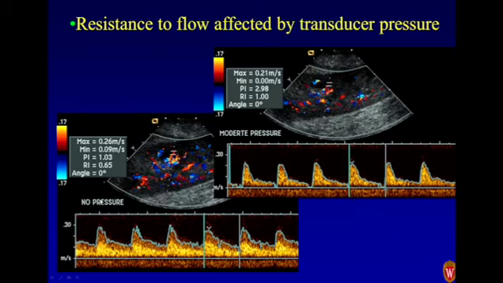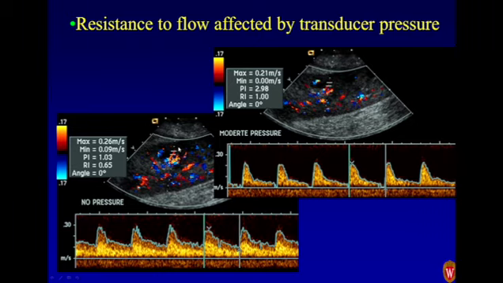All right, this is a renal transplant, and I am imaging this person with gentle pressure with the transducer. Basically no pressure. Here's the arterial waveform. I'm on an interlobar artery, and the resistive index I'm getting is 0.65. I'm sorry, 65% or 0.65. So that's normal. That's what we expect.